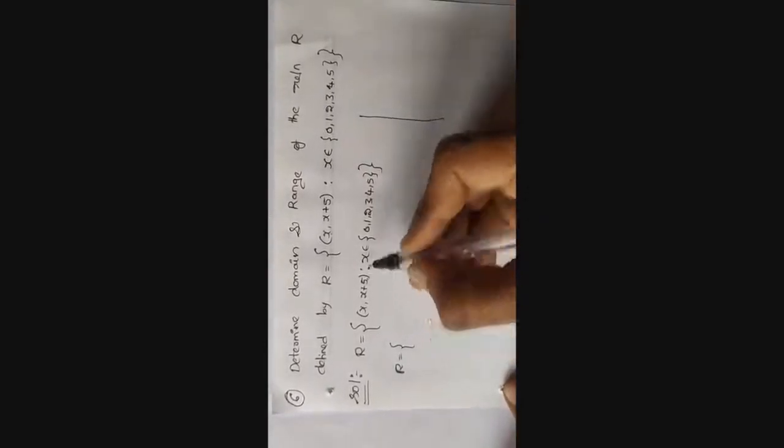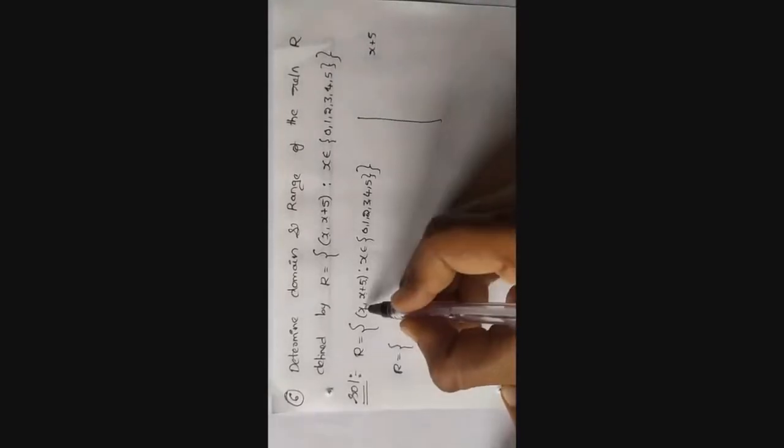Let us write down the given relation R equals x plus 5 such that x belongs to 0, 1, 2, 3, 4, 5. Then what about the domain? First let us find out the relation R in roster form. Relation R equals, here we have x plus 5.